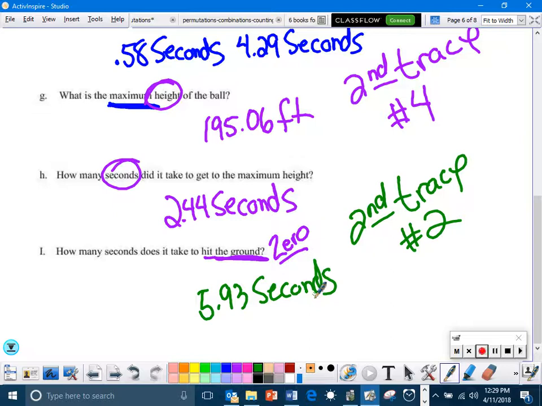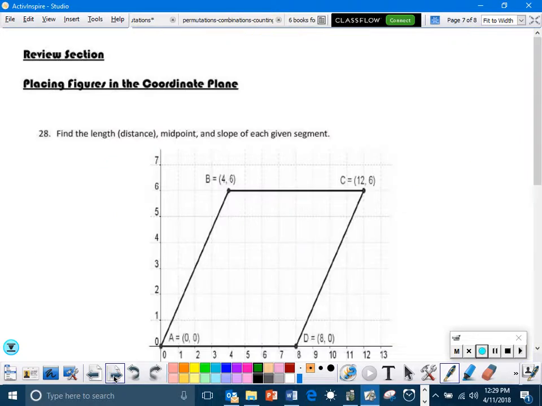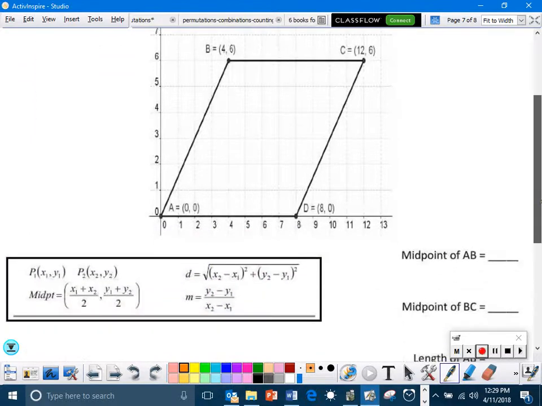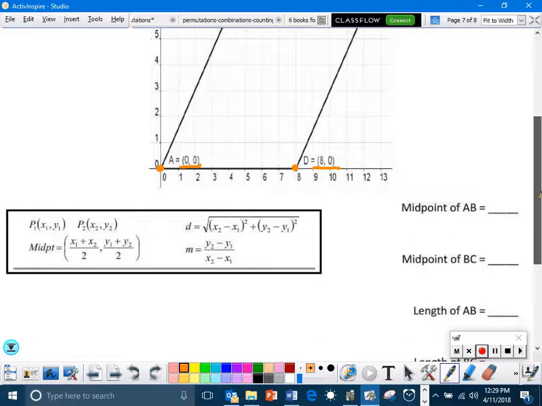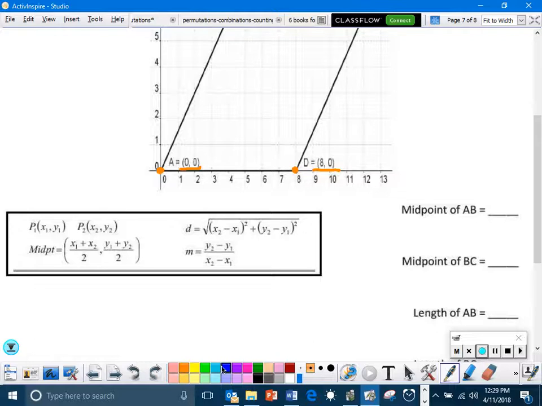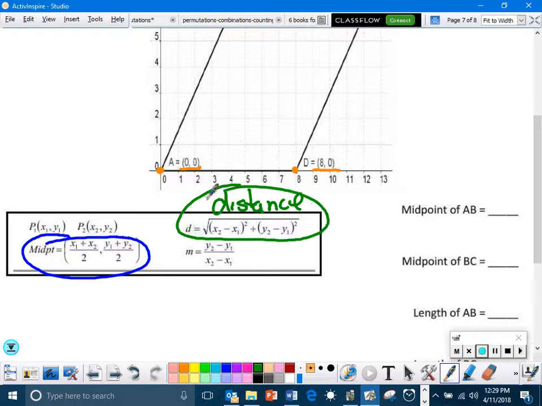All right, let's do the last page. Okay, a little bit of coordinate plane geometry. We've got 4 points. We've got A, which is at 0, 0, B, which is at 4, 6, C, which is at 12, 6, and D, which is at 8, 0. So we're going to do 3 things. We're going to find the midpoint. We're going to find the distance. And we're going to find the slope.